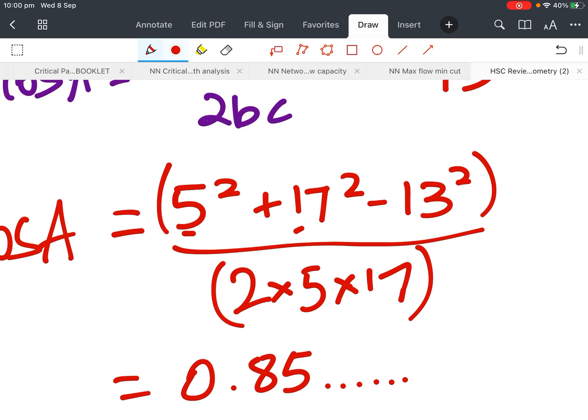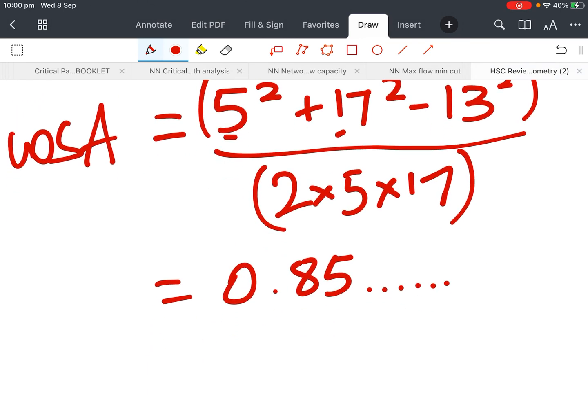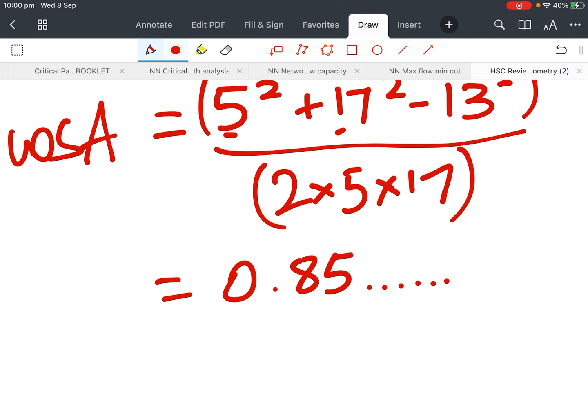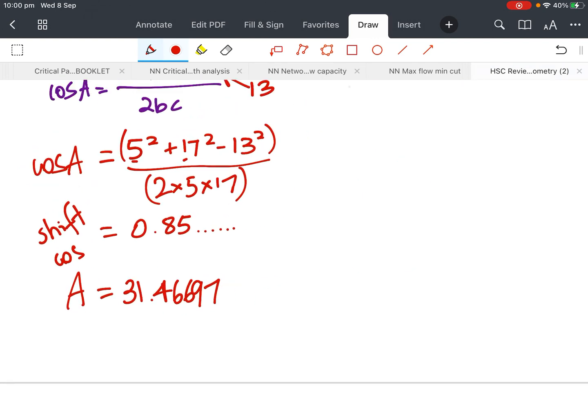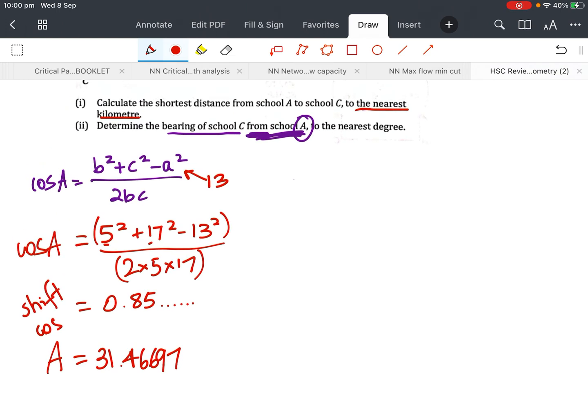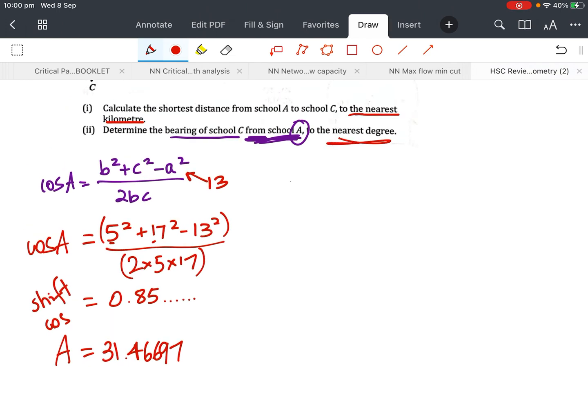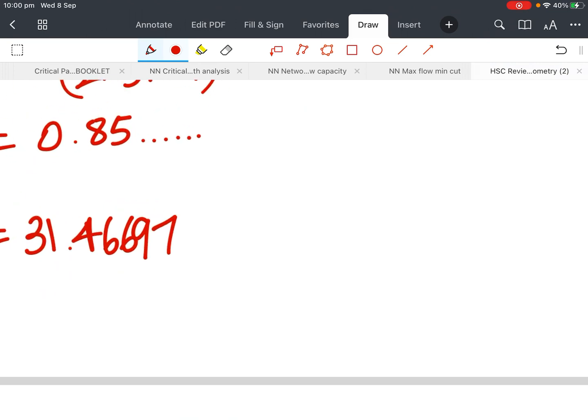Leave that on your calculator. Don't get rid of it. Okay, you can write 0.85 on your sheet, but don't get rid of it on your calculator. How do I work out the cos of that? Hopefully you remember, you press shift and then cos. So I'm going to press shift, cos, answer, or equals if that works on your calculator. When I do that, I get an angle of 31.46697. Now this says to the nearest degree, so I can write this to the nearest degree.